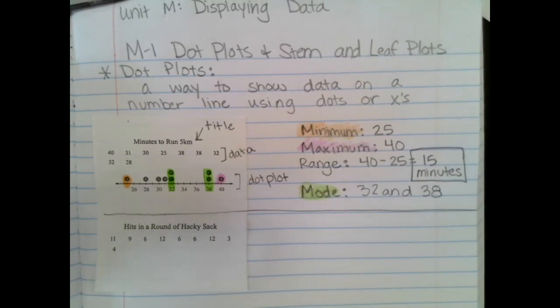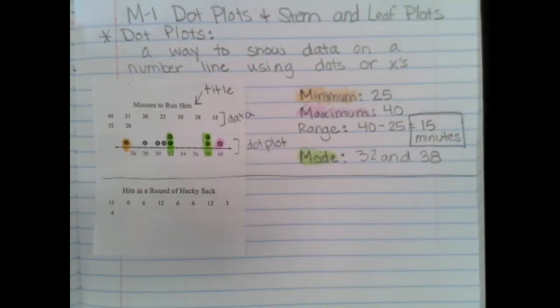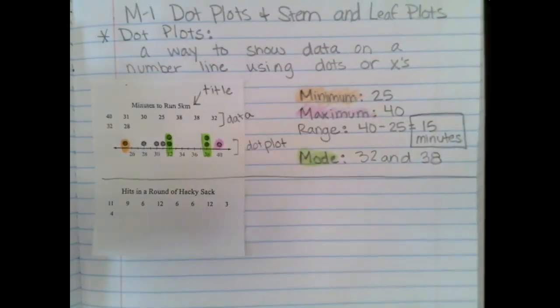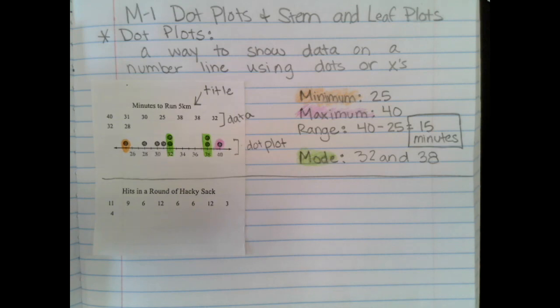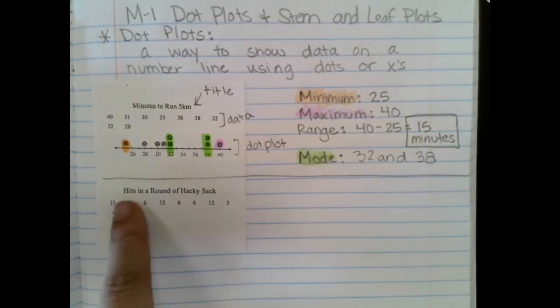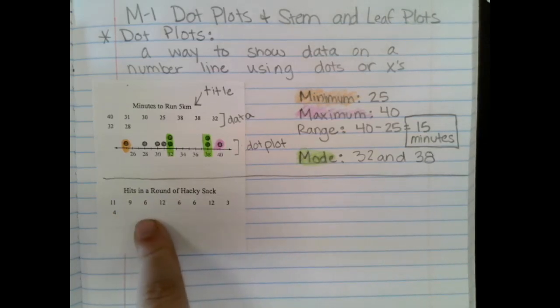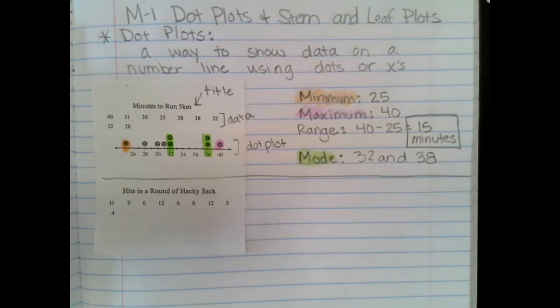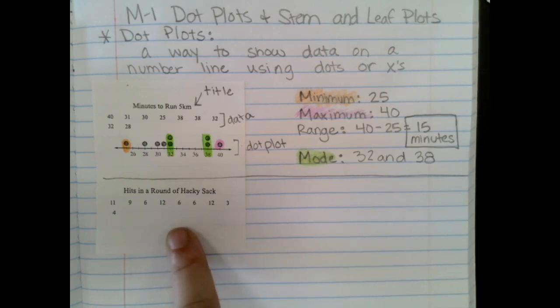Alright, so next up we've got hits in a round of hacky sack. Do you guys know what hacky sack is? It's like a 90s thing. It might be coming back. Who knows? Hacky sack, it's like a little beanbag thing, and you hit it with your feet. You can hit it with your elbows. You just can't hit it with your hands. You stand in a circle and play hacky sack. So when we say hits in a round of hacky sack, it's how many times they were able to hit it with their foot or their elbows or whatever before it hit the ground.